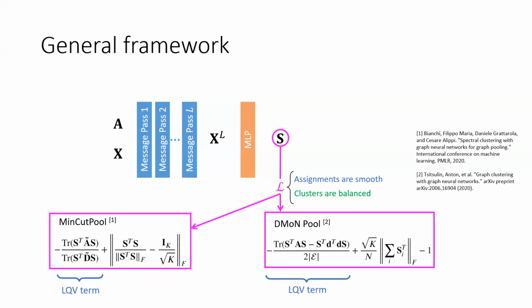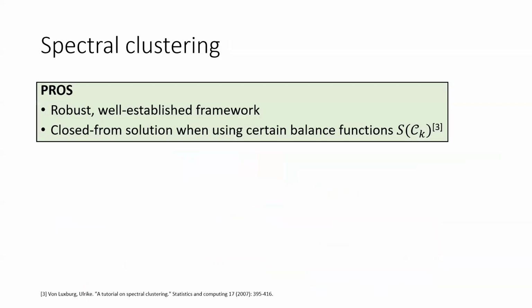Both methods define a loss that contains a local quadratic variation term, which ensures that neighboring nodes on the graph are assigned to the same cluster. And there is also a balance term that discourages degenerate solutions. So what are the pros and cons of spectral clustering?